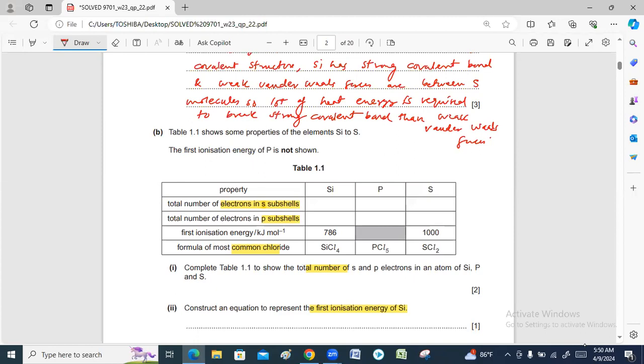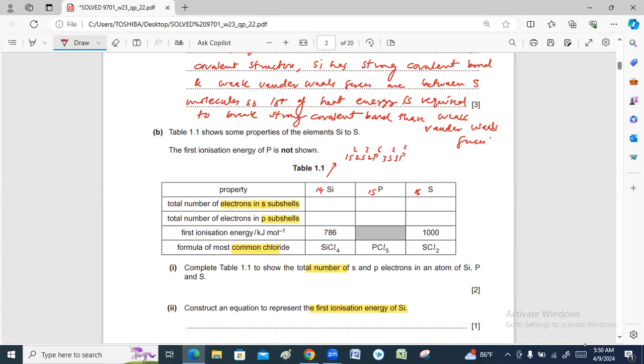Now the next part, part B. We have three elements: silicon, phosphorus, and sulfur. The question asks for the total number of electrons in s subshells. The proton number of silicon is 14, phosphorus is 15, and sulfur is 16. So just look at the electronic configuration: 1s2, 2s2, 2p6, and then 3s2 and 3p2.